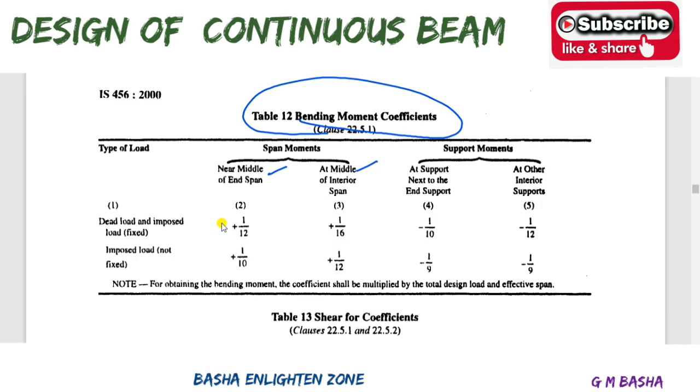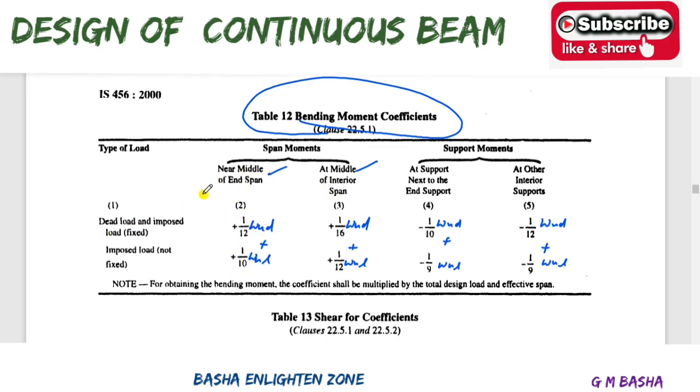I will go one by one. Here the range will be 1 by 12 to 1 by 10. This is dead load, WUD, and this is live load, WL. So factored live load and factored dead load, we can add both of these. Here WUD plus WUL, here WUD plus WL. So like this we have to take down the values. These are the coefficients given.